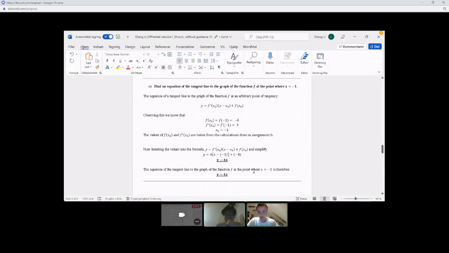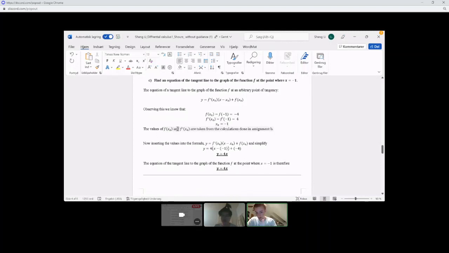To find the equation of the tangent line to the graph of the function f at the point where x is -1, we need to note that the equation of a tangent line to the graph of the function f at an arbitrary point of tangency can be described with this expression right here. When we observe this, we find that x sub 0 is equal to -1. And these values of f of x sub 0 and f prime of x sub 0 are of course taken from the calculations done in assignment B.